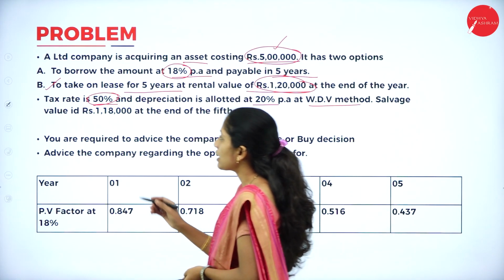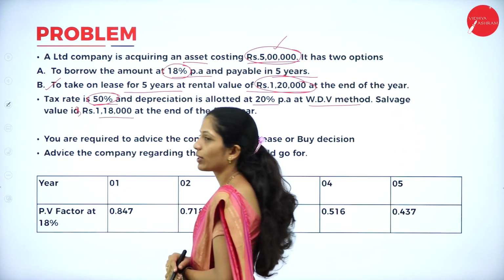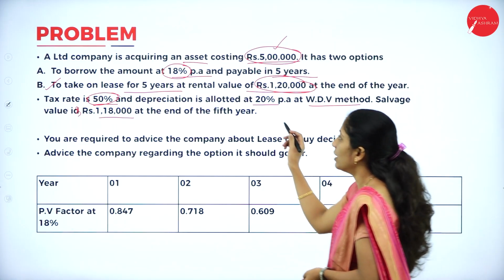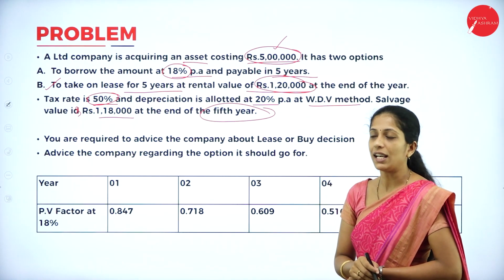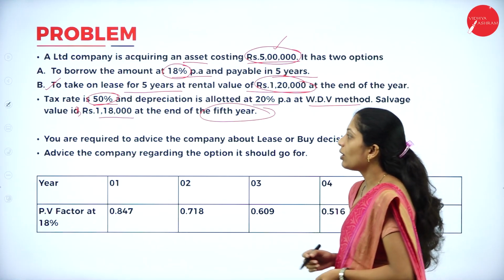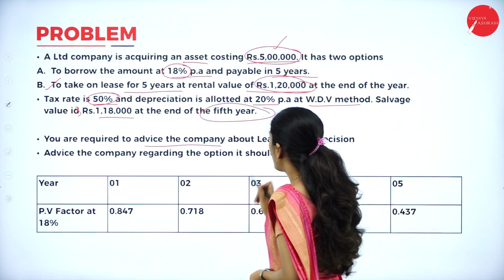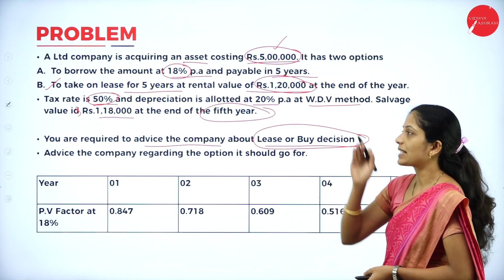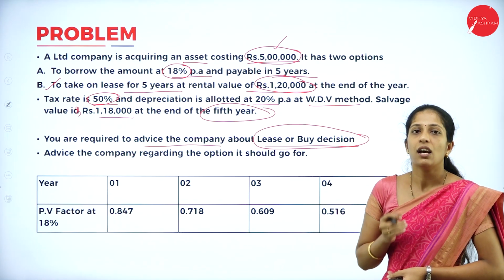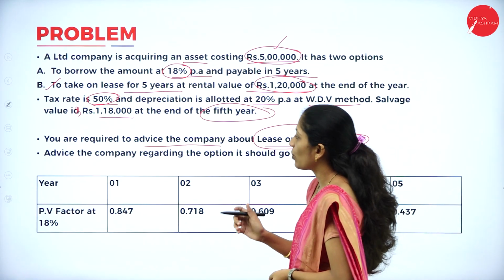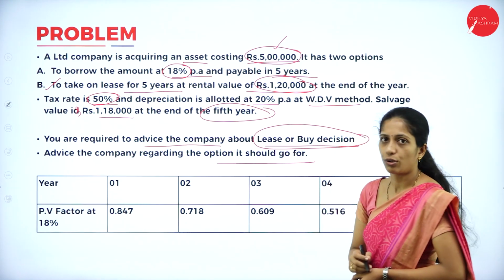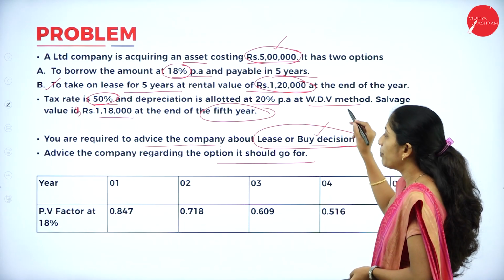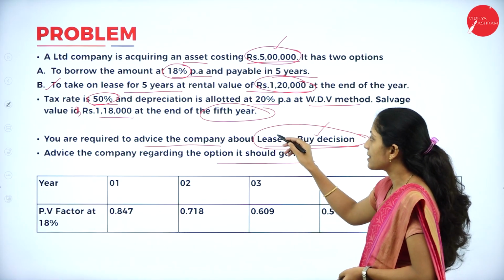Salvage value is rupees 1,18,000. So they have given salvage value, that is 1,18,000 at the end of 5th year. So what is the salvage value at the end of 5th year? That is 1,18,000. You are required to advise the company about the lease or buy decision. So we have to give the suggestion for the company, that is A Limited, to go for lease financing or to buy an asset. So advise the company regarding the option it should go for. So we have to give a suggestion or advice whether they have to go for buying an asset or whether they have to lease the asset.